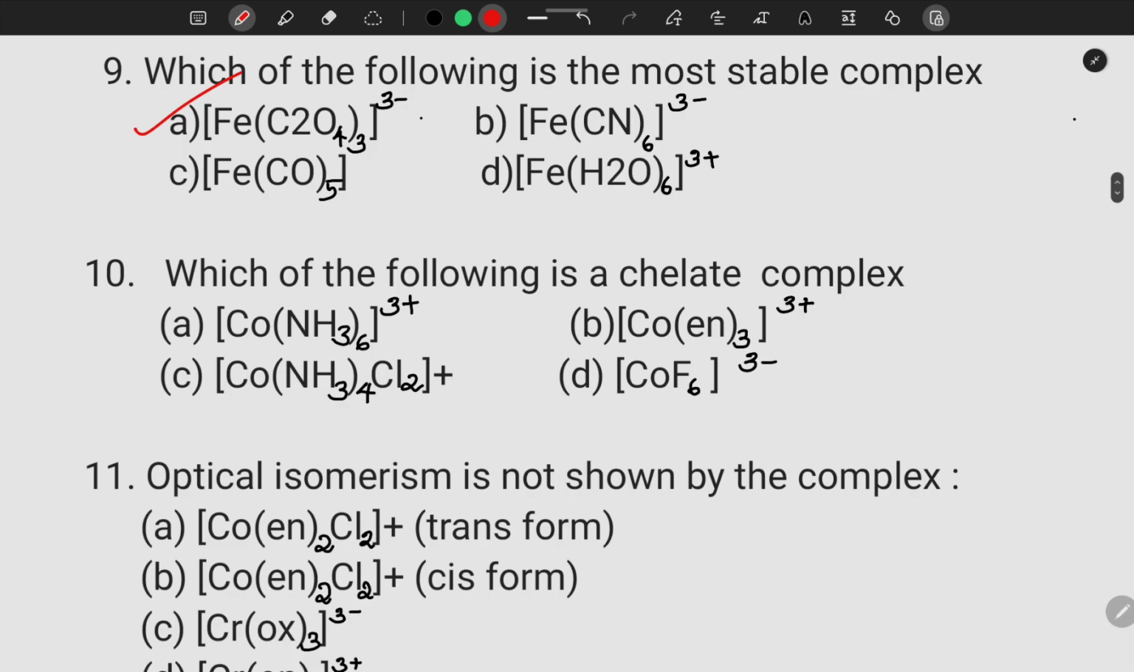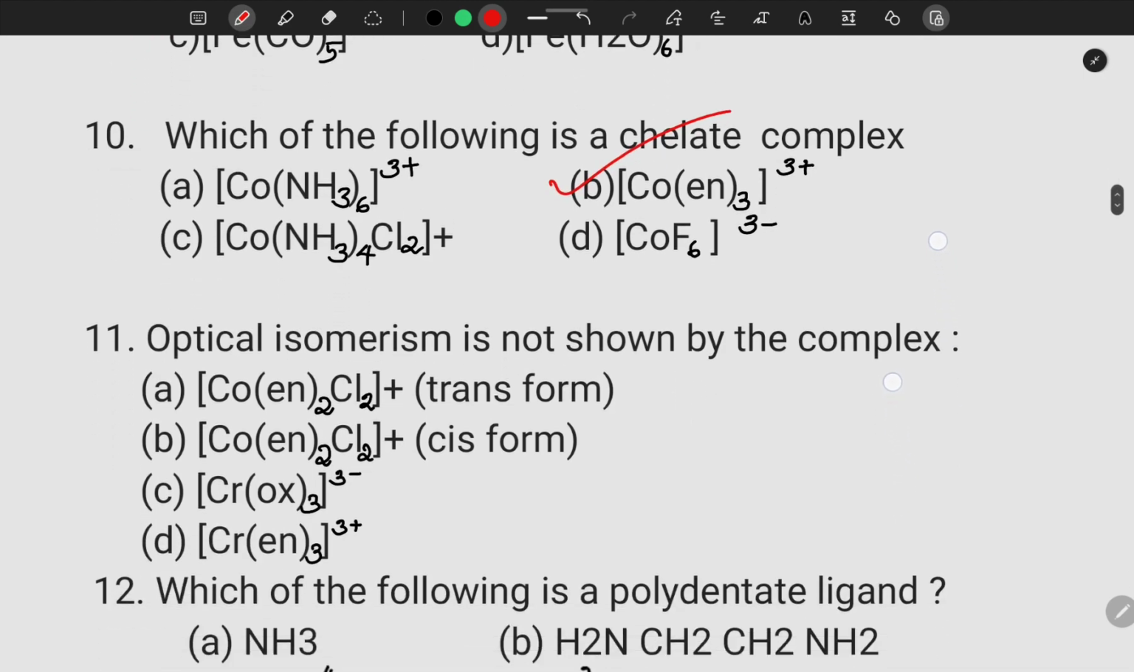Which of the following is a chelate complex? A chelate complex is formed by didentate or polydentate ligands. Here en is a didentate ligand, so [Co(en)3]3+ is the chelate complex.